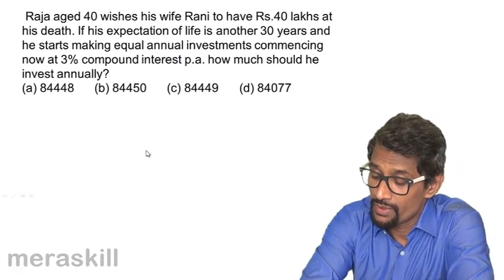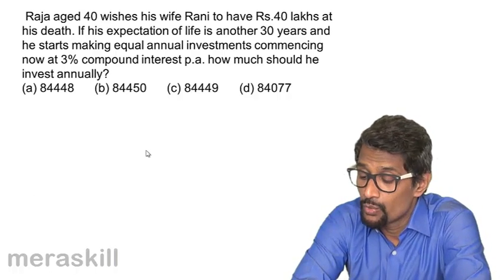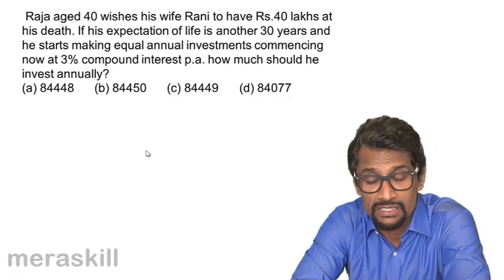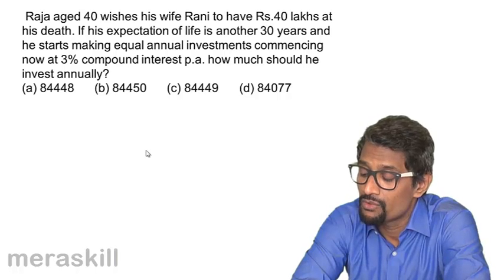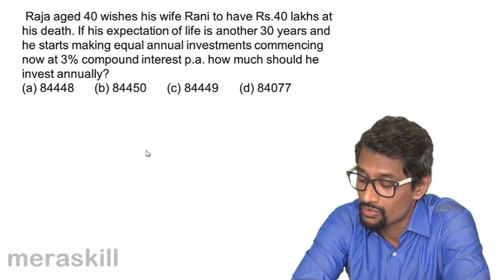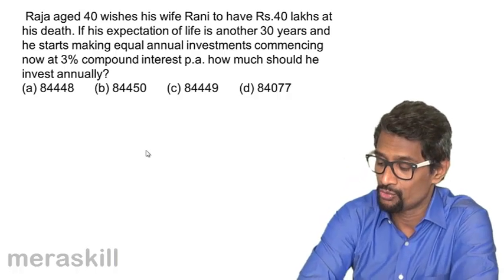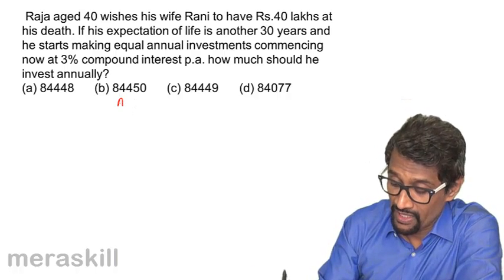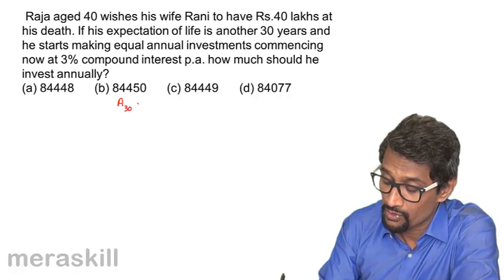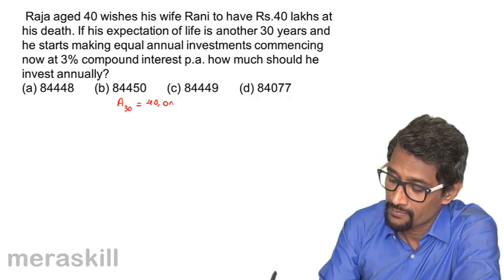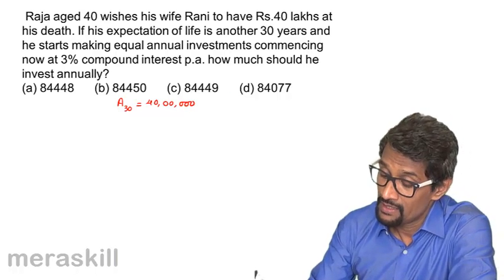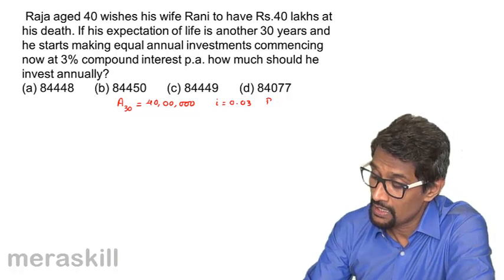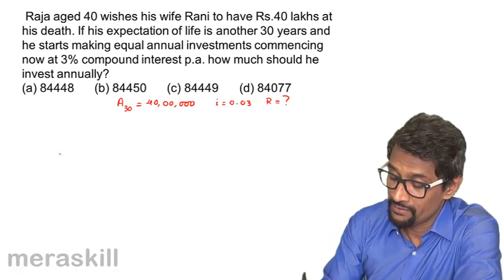Okay. Now see here what we have. Raja, aged 40, wished his wife Rani to have rupees 40 lakhs at his death. If his expectation of life is another 30 years, and he starts making equal annual investments commencing now at 3% compound interest, how much should he invest annually? So again, it's a case of future value. So future value A for 30 years turns out to be 40 lakhs. And I turns out to be 0.03, and you need to find out R. And N of course is 30.